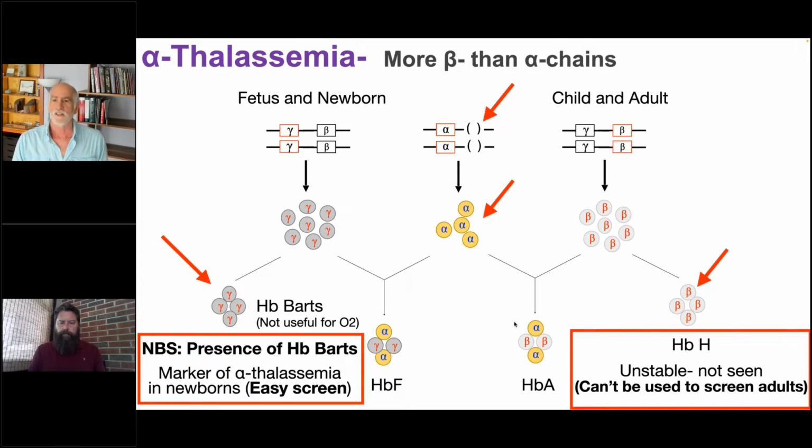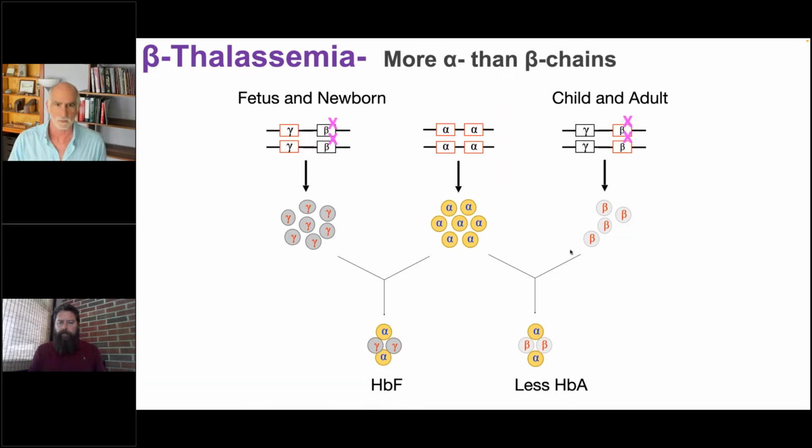In the adult, instead of gamma, you mostly have beta. Unchained beta chains are not stable. They disappear. It forms hemoglobin H. And so it's much harder. You can't use it to screen adults.